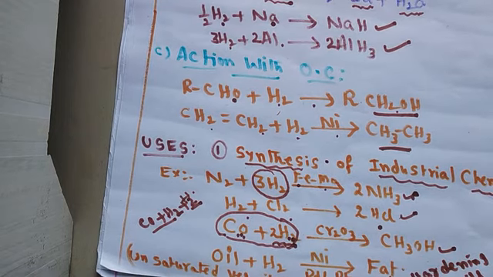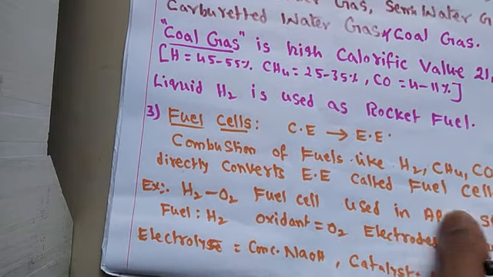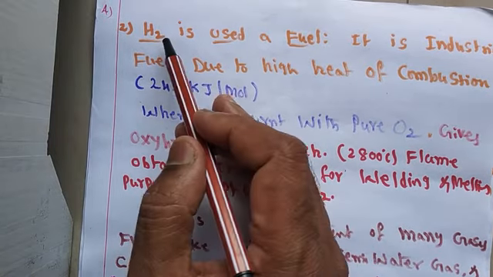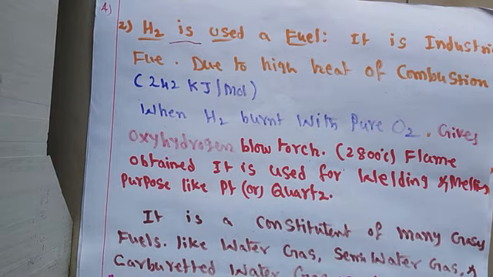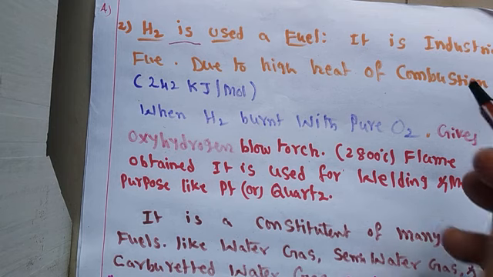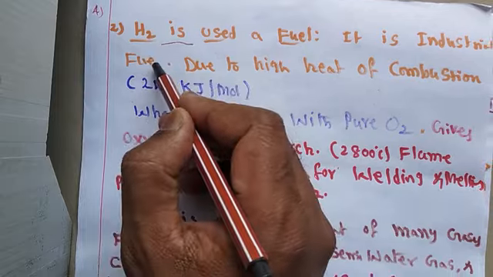Next, children, the second main use of hydrogen. What is that? Second use: hydrogen is used as a fuel. Why? Because combustion with pure oxygen gives a large amount of heat, around 242 kilojoules. That's why it is called an industrial fuel, children.